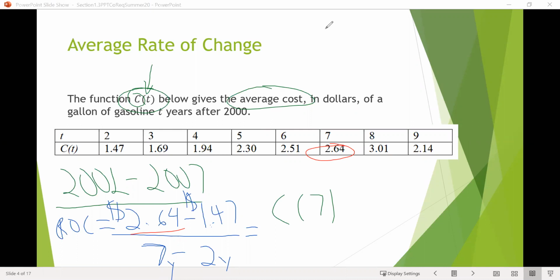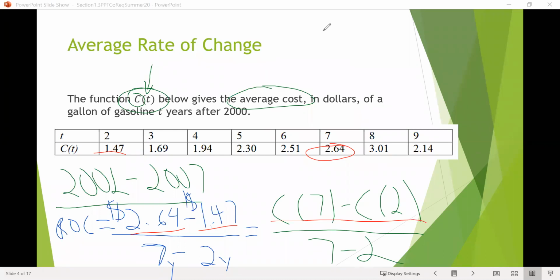The 147, that's what we get from inputting 2 into the function. So that represents C of 2, and this is over 7 minus 2. Notice this hammers home the idea that we have a difference in outputs on the top, so the C of 2 and the C of 7 are outputs, over a change in inputs on the bottom. The 7 and 2 are both inputs.